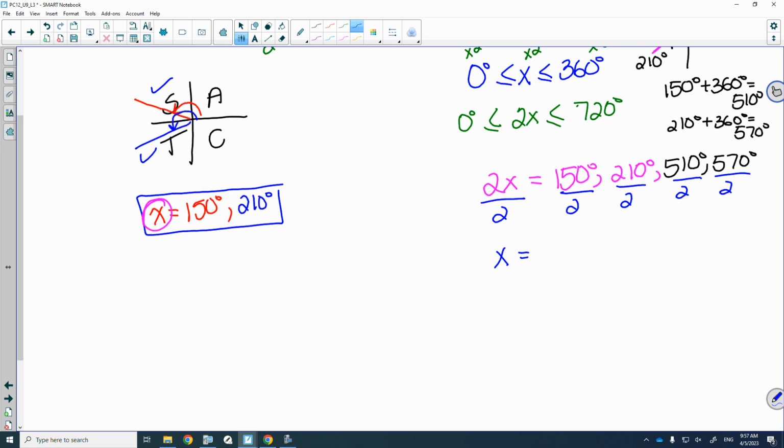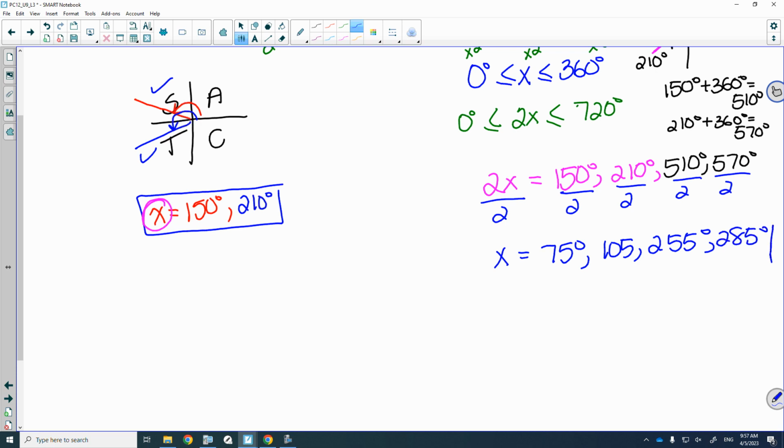If I divide by 2, I have my 4 solutions. 150 divided by 2, there was that 75 degrees. 210 divided by 2 is 105 degrees. 510 divided by 2 is 255 degrees. And 570 divided by 2 will give us that 285.